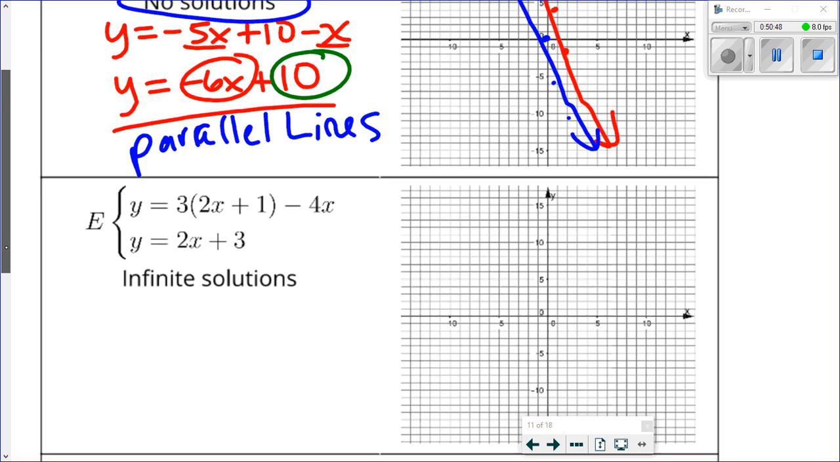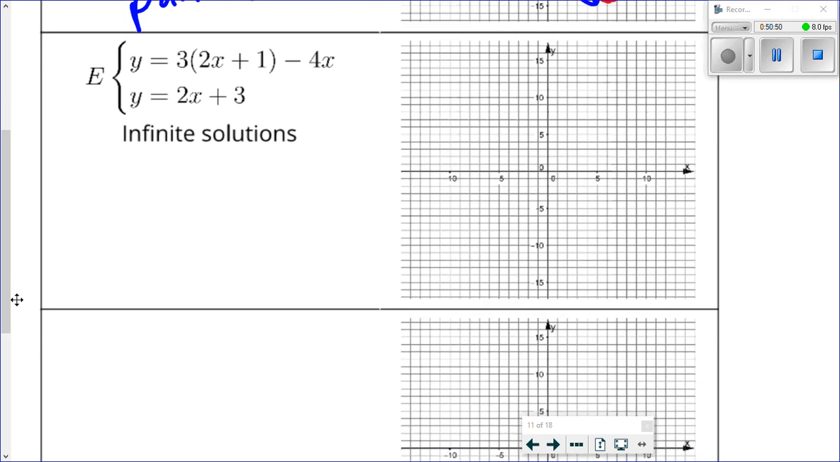Let's go ahead on to equation E. They're telling us with equation E that this should have infinite solutions. By just looking at the equations in the system, I can't tell because the top equation is not in slope-intercept form, but the bottom one is.